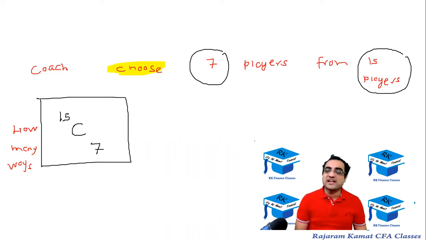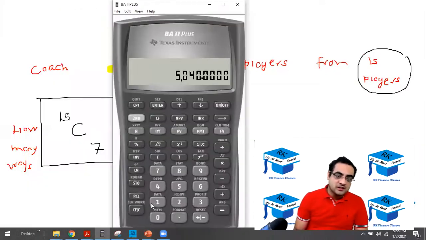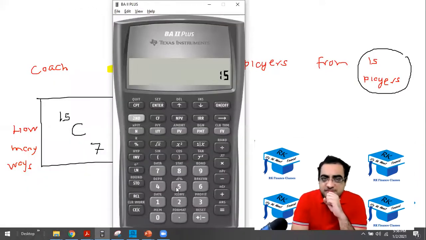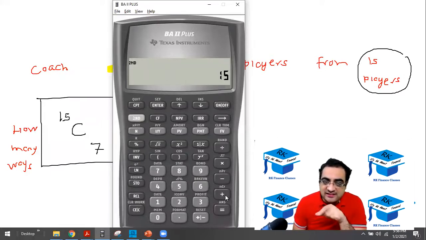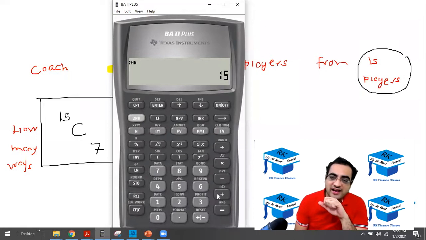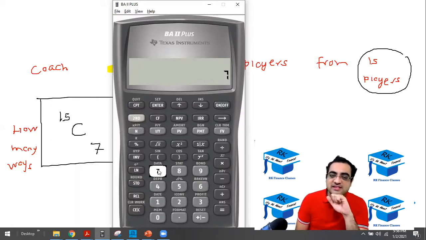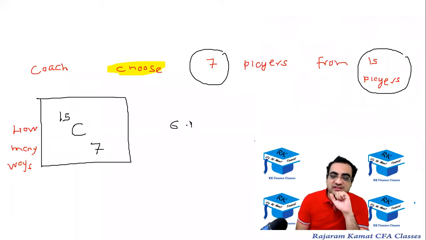How to do that on the calculator, on the screen? 15, so I'm pressing 15. Now for C, you have to press second and this button plus. Nothing happens on the screen, that's okay. I repeat it, 15 and then press second and plus. So the calculator has taken that as C, but it is not displaying on the screen. That's okay. And then press 7 equal to. So it could be done in 6435 ways.